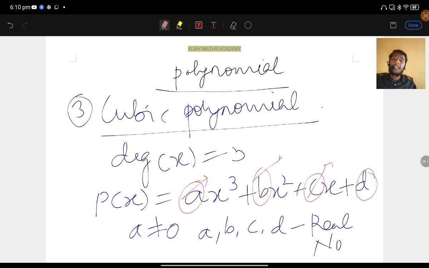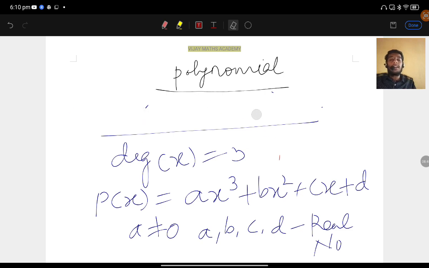One more time, you should remember that for the linear we have two terms, ax plus b. For the quadratic you should have three terms, ax square plus bx plus c. For the cubic you should have four terms. This is 1, 2, 3, 4. So ax cube plus bx square plus cx plus d, where a is not equal to 0.